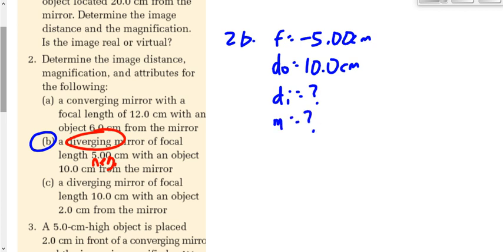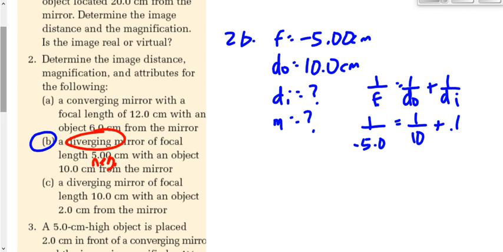I want to start off by saying 1 over f is equal to 1 over do plus 1 over di. 1 over what? 1 over what? Brendan, 1 over what? What do I sub in here for f? Yeah. What you got to be careful of there is to not make it positive 5, right? Okay, it's a virtual focal point because it's a diverging mirror. Diverging lens would be the same. 1 over 10 plus 1 over di.